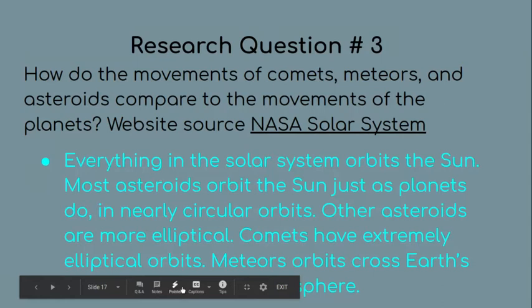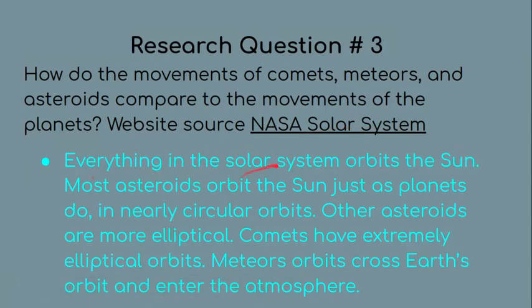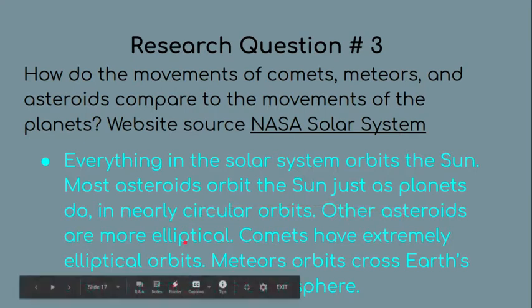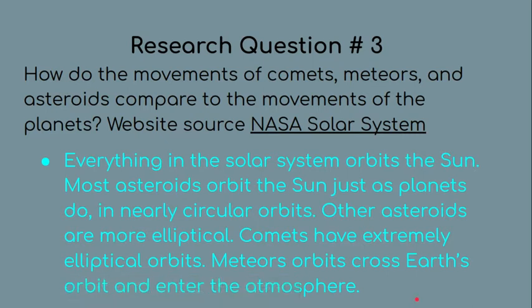Here it says, everything in the solar system orbits the sun. Most asteroids orbit the sun just as planets do, in nearly circular orbits. Other asteroids are more elliptical. Comets have extremely elliptical orbits. Meteors' orbits cross Earth's orbit and enter the atmosphere.